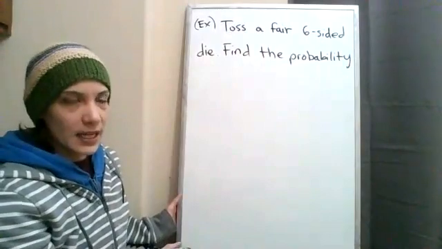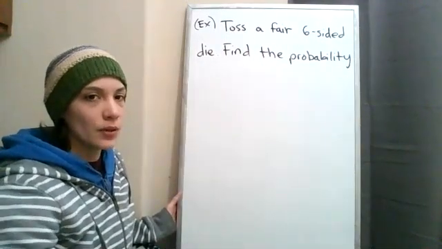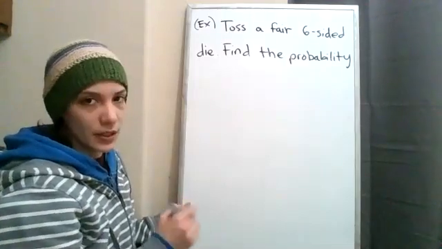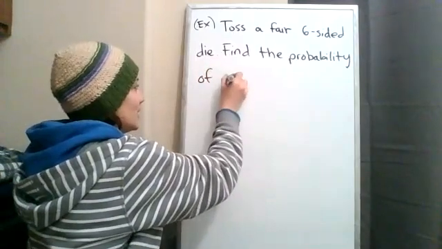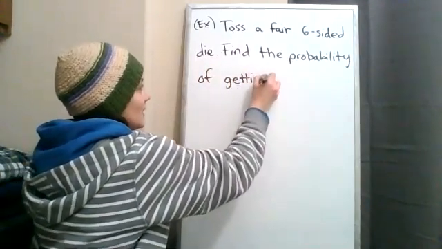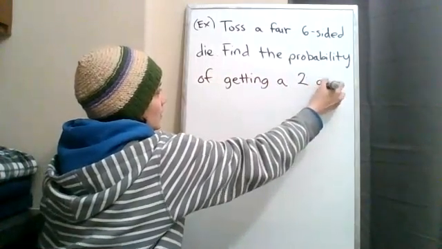We want the probability of getting a 2 given that the roll was even. So find the probability of getting a 2 given.